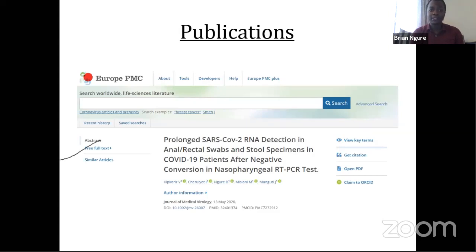So this is a paper which recently just published. My name is right here. And we published it in the European PMC, right? The Journal of Medical Virology. And this is a peer-reviewed journal with a fairly good rating, as it were.